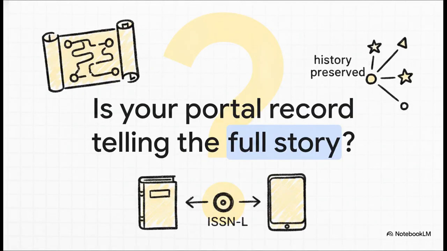So the next time you look at the ISSN portal, you are not going to see a confusing alphabet soup anymore. You're going to see a really rich, structured map of exactly how a journal is published and how it's evolved over the years. With your newfound confidence, I highly encourage you to go check your own journal's portal record right now. Are your print and online versions properly linked with an ISSN-L? If you've changed names over the years, is your history actually preserved? Make sure your journal's full story is being told.